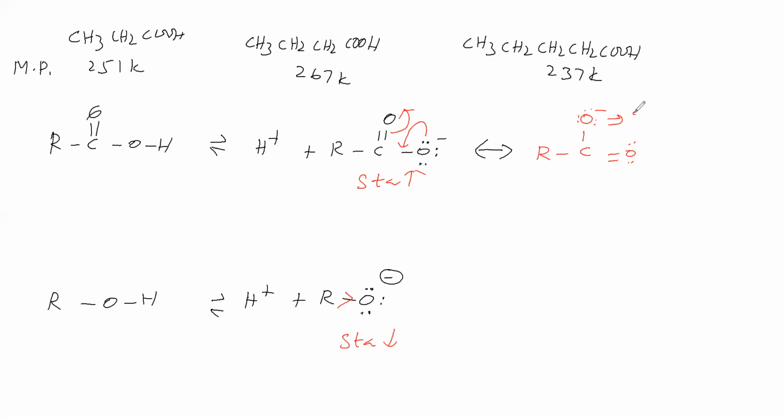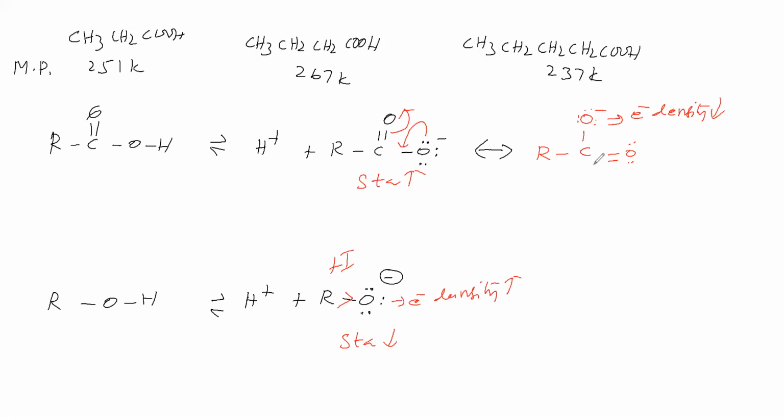This oxygen electron density is low. This oxygen electron density is high. Why? Because this R group shows plus I effect, positive inductive effect. Since it shows plus I effect, this O minus is having high electron density. Because of resonance, this O minus is having less electron density.